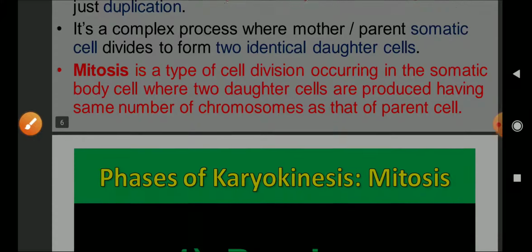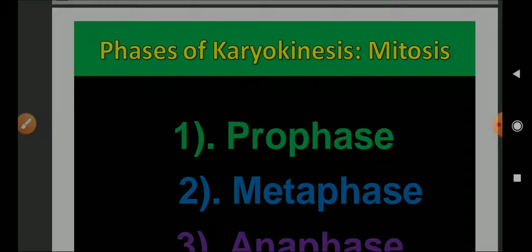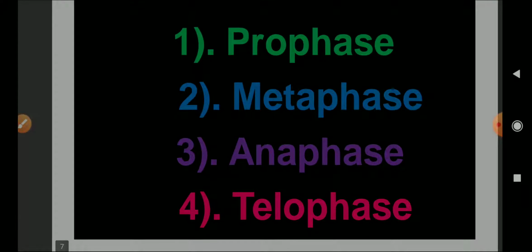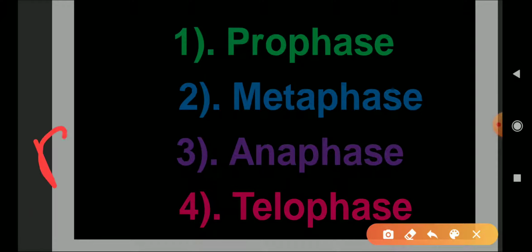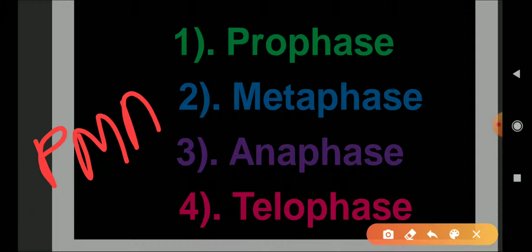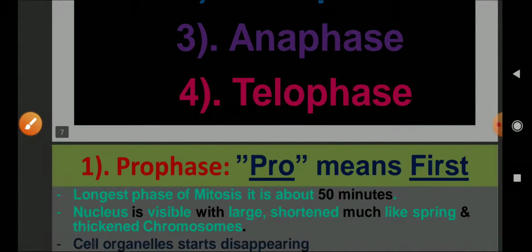Let us move to the phases of mitosis, or you can say phases of karyokinesis. Mitosis is a part of karyokinesis. So it has 4 phases: prophase, metaphase, anaphase and telophase. You can remember it simply like this: P M A T, prophase, metaphase, anaphase and telophase. So let us see the prophase part.